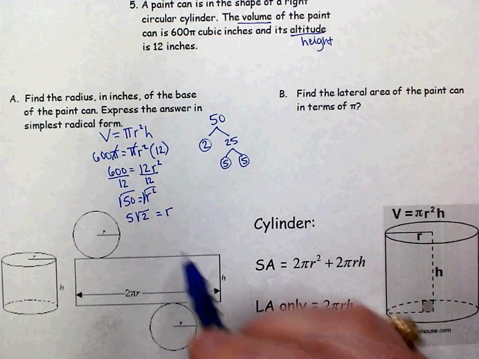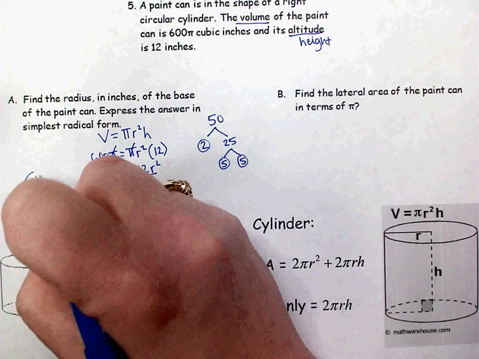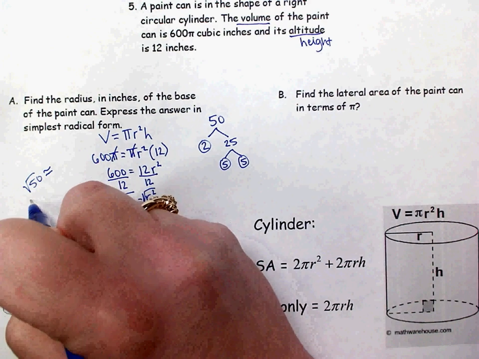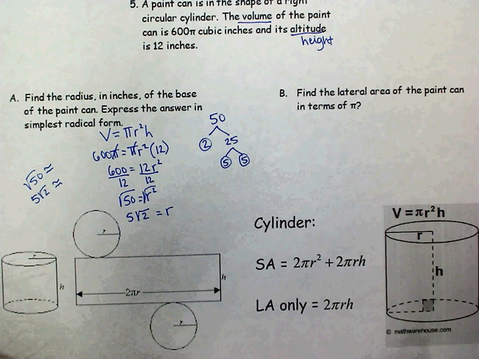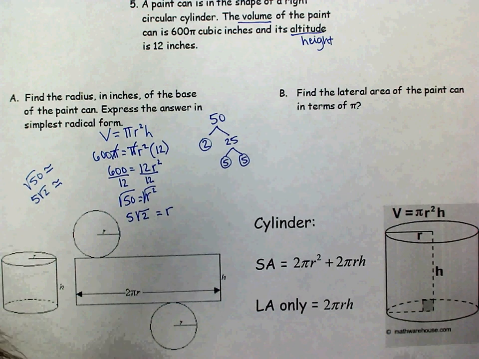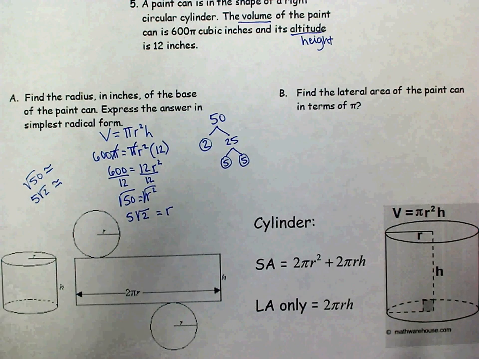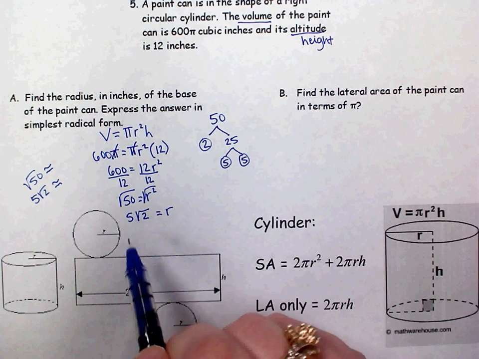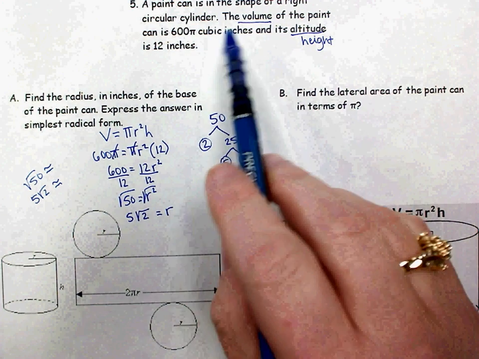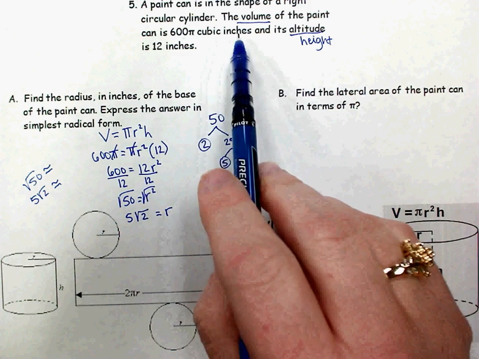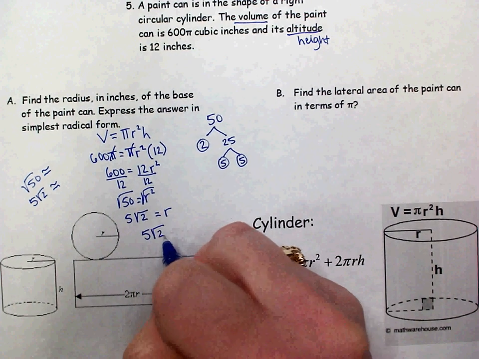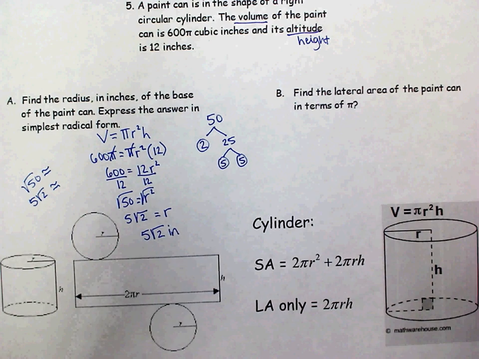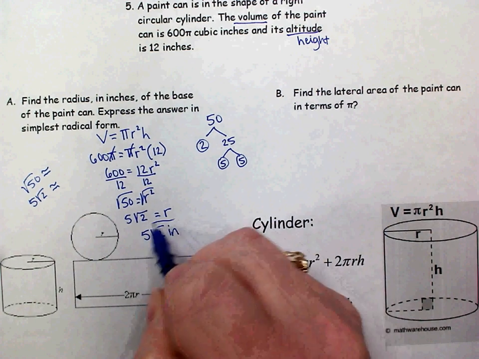Remember, you should be able to get the square root of 50 as a decimal in your calculator and 5 square roots of 2 as a decimal in your calculator and get the same decimal. That's a good way to check and make sure that you simplified your radical correctly. Now don't forget your units on this. We have our units on the volume given as cubic inches, so I know my radius would be in inches. So my radius is 5 square roots of 2 inches.